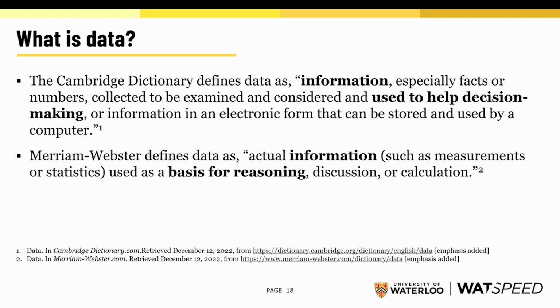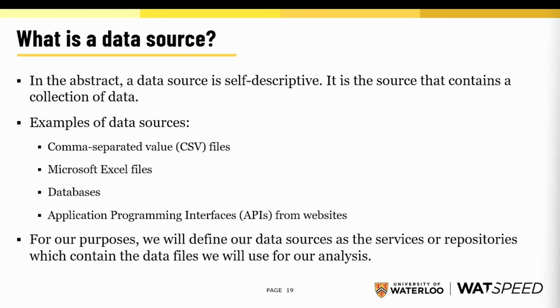But in order to process data and provide those conclusions, we need to work with data sources. So what is a data source? In the abstract, a data source is self-descriptive. It's the source that contains a collection of data. For example, we could have comma-separated values or CSV files. We could have Microsoft Excel files. You might have worked with databases. There are also application programming interfaces from websites. For our purposes of this course, data sources are the services or repositories which contain the data files we will use for our analysis.